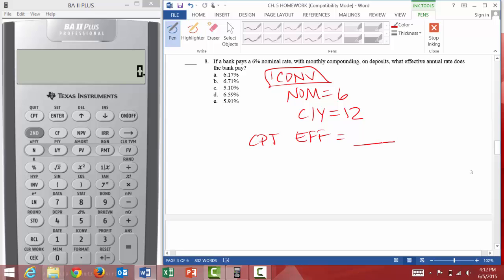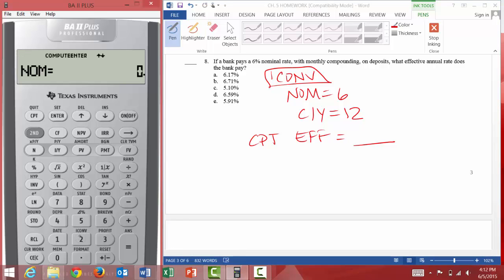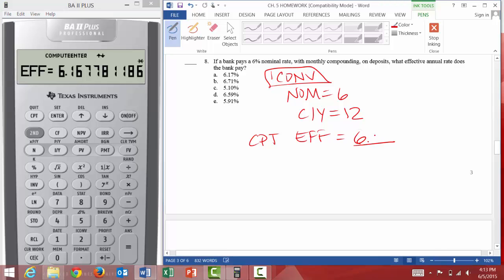So over here on the calculator, I hit the second key in interest rate conversion. The nominal rate is 6. I hit enter, and then I go down past this effective rate to compounding periods per year, and that's 12. And then I go back up and I hit compute, and so I get 6.17% is the effective annual rate, which is A.